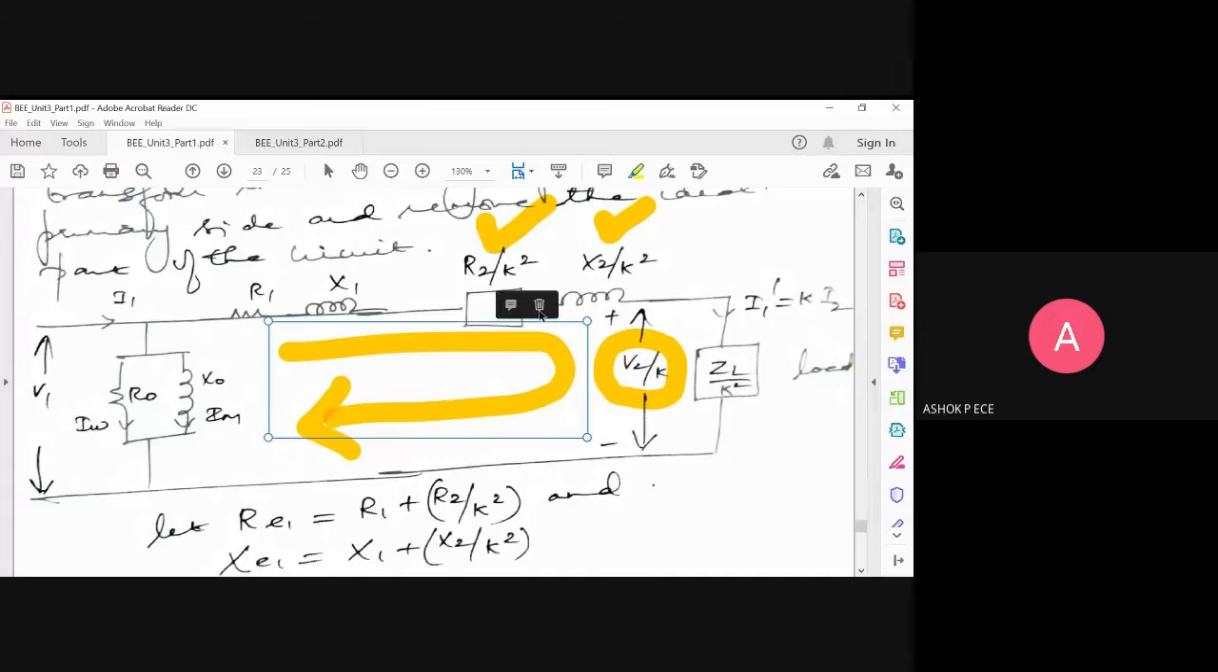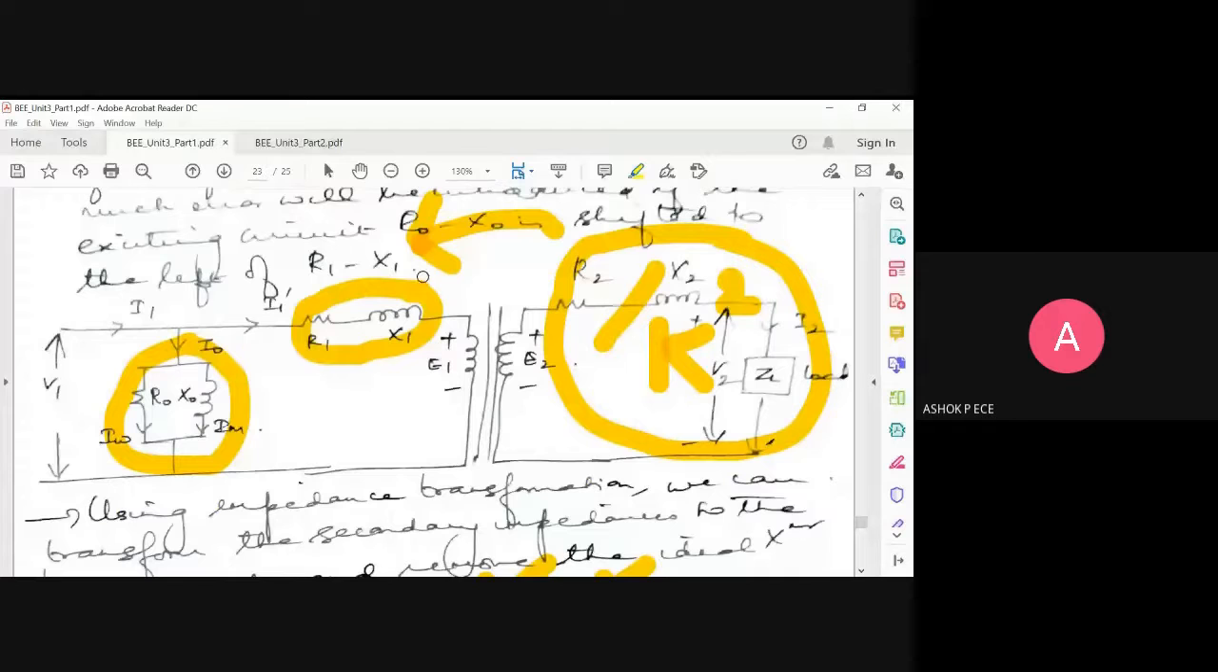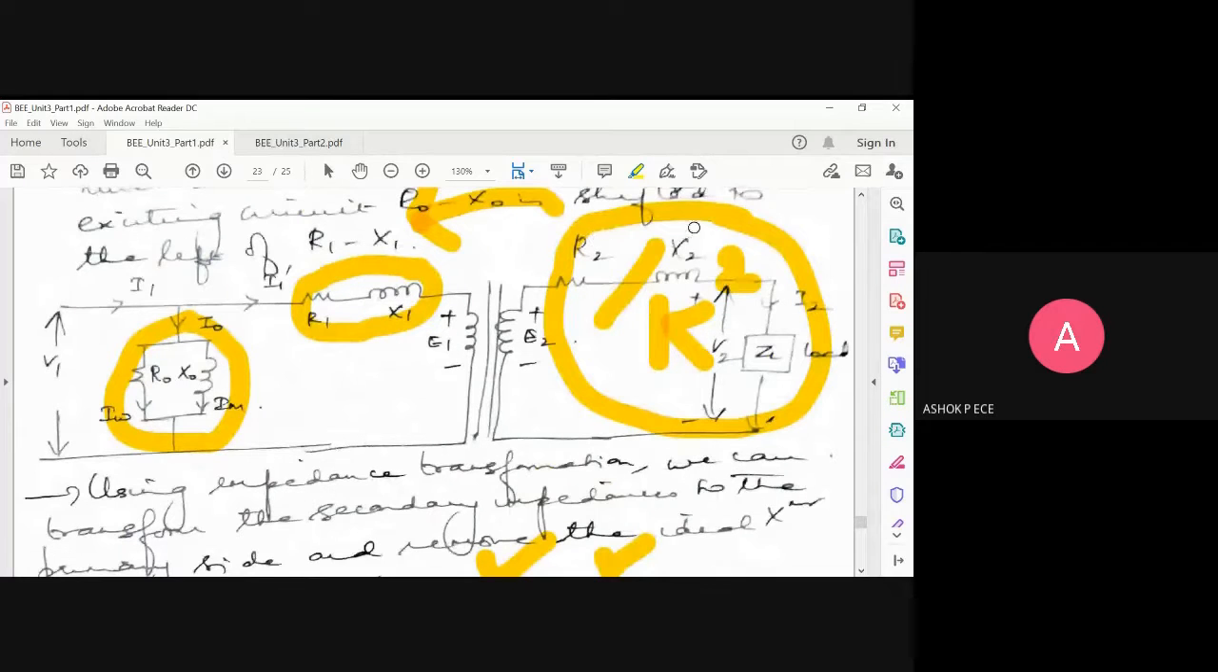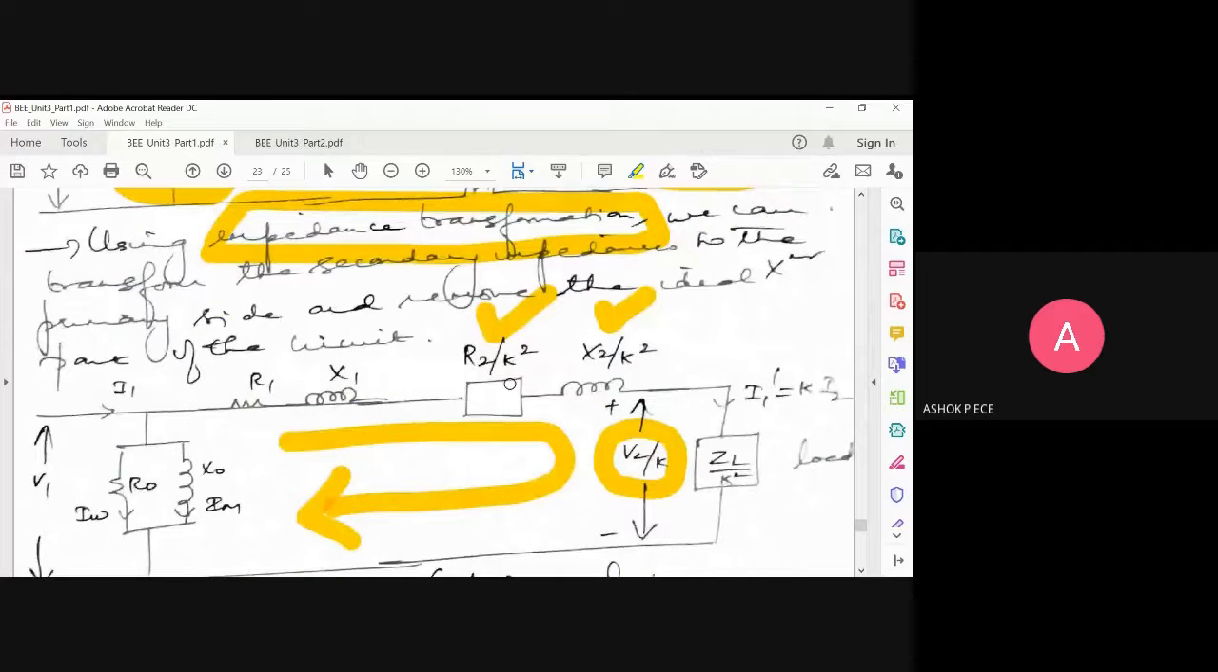First approximation, what did we do? We interchange the position of the no load component and R1 X1, saying that the no load component is only a very small percentage of your full load current. After that, I shift all the components from the secondary to primary using impedance transformation. R2 becomes R2 by K square, X2 becomes X2 by K square, ZL becomes ZL by K square, V2 becomes V2 by K, and current is multiplied by K. That current is called I1 dash, the current flowing through the primary.